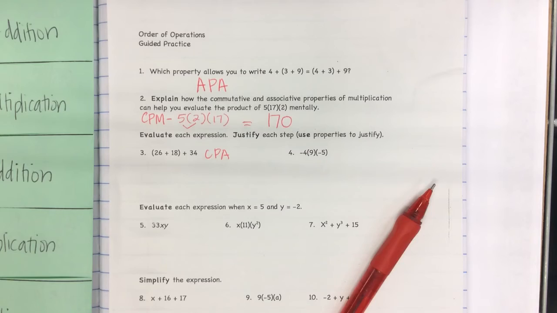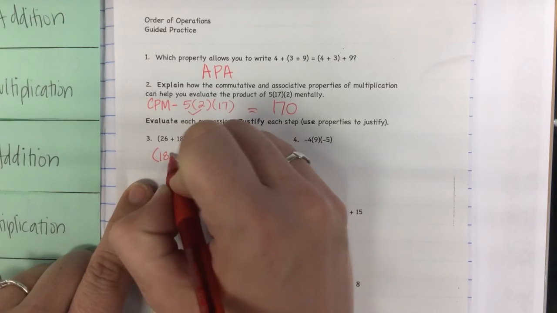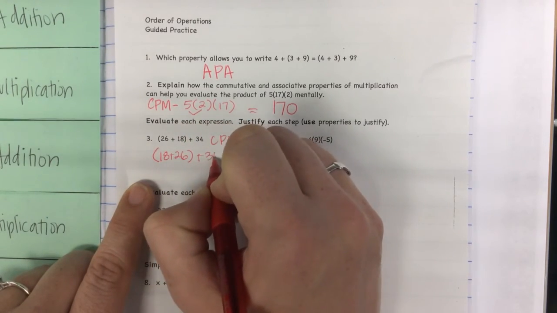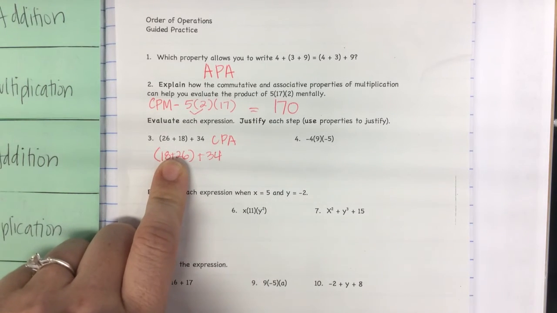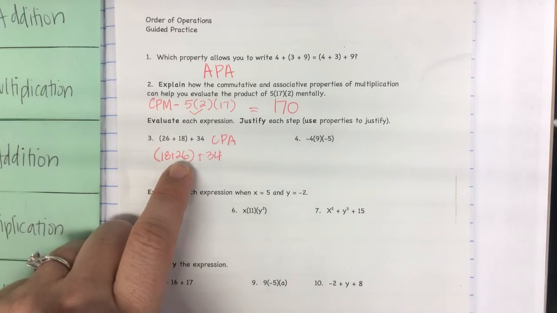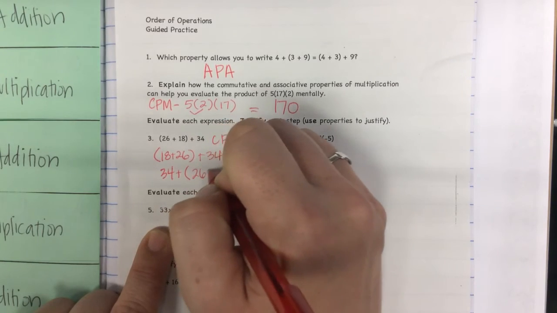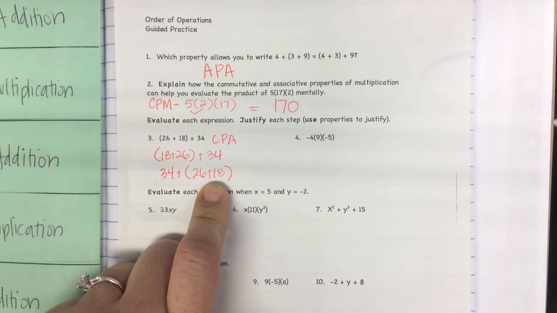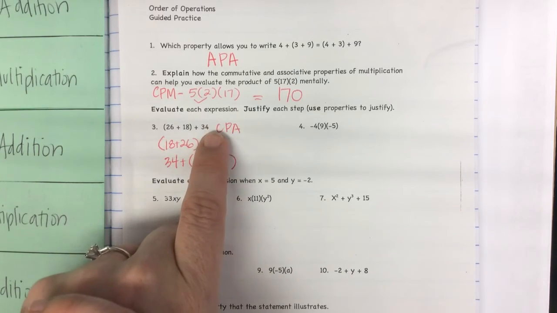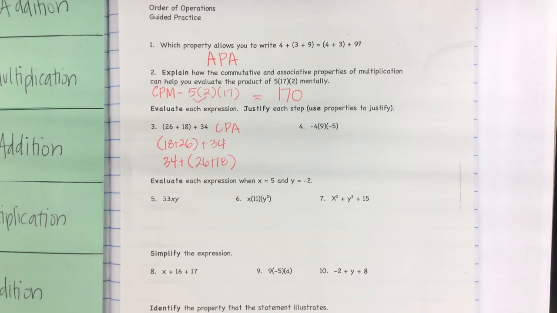Change the order. So there are 2 ways of doing it. You could change the order inside the parentheses. Is that CPA? Yeah, I changed the order. The numbers didn't change. It's the same numbers that are inside the parentheses. I just changed the order. Or I could change it this way. Did the numbers inside the parentheses change? No, they didn't. But the order changed, so that's commutative property of addition. So don't just assume because there are parentheses it's associative.